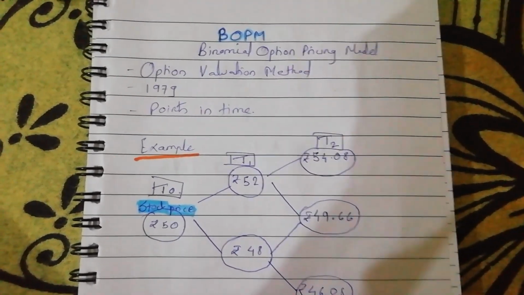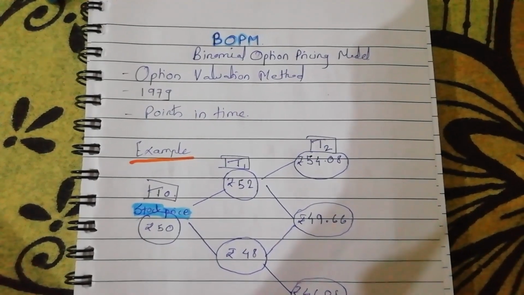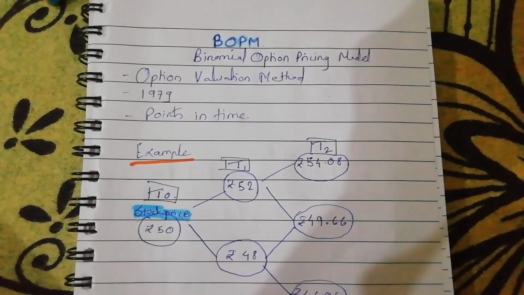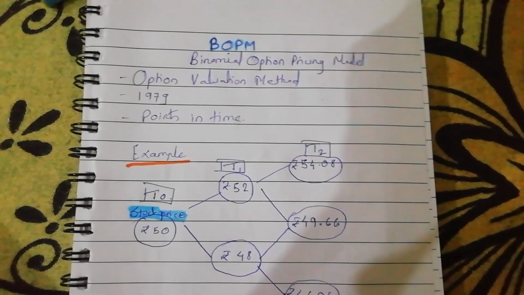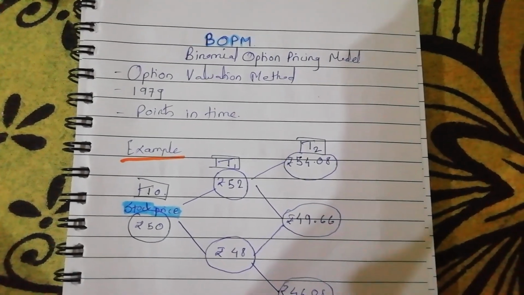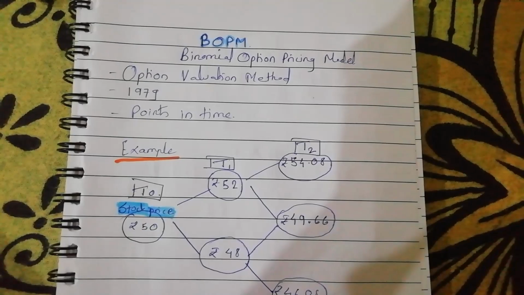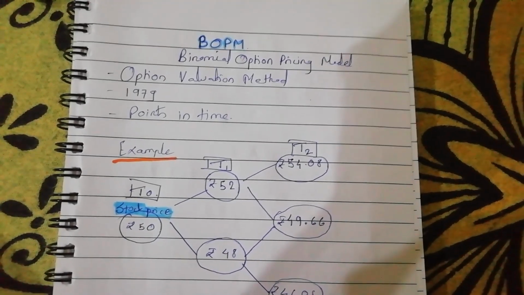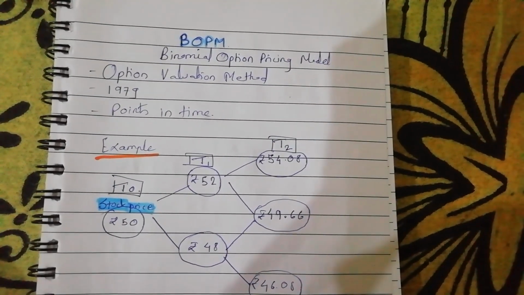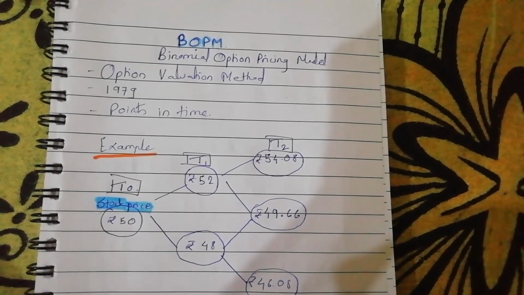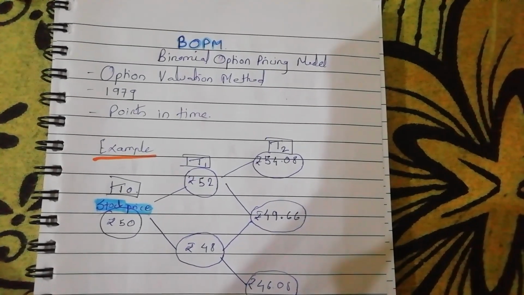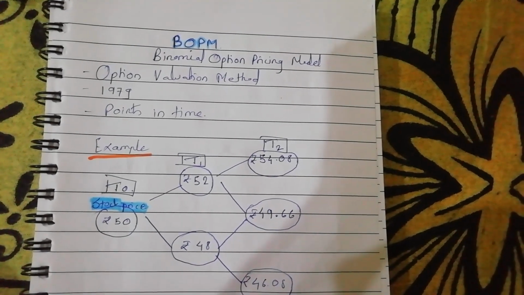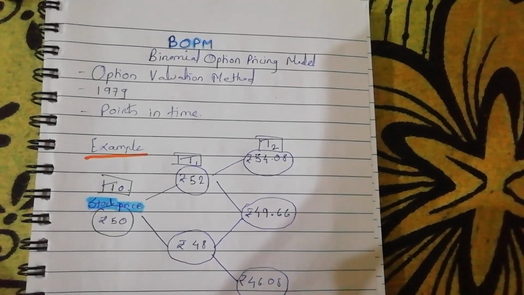Hello everyone. So today we are going to see what is binomial option pricing model. What is binomial option pricing model? The binomial option pricing model is an option valuation method developed in 1979. The binomial option pricing model uses an iterative procedure allowing for specification of nodes or points in time during the time span between valuation date and the option's expiration date.